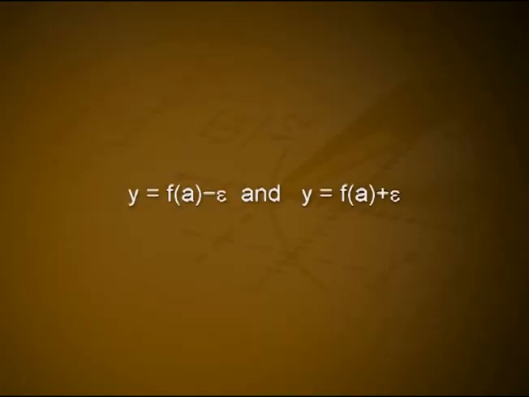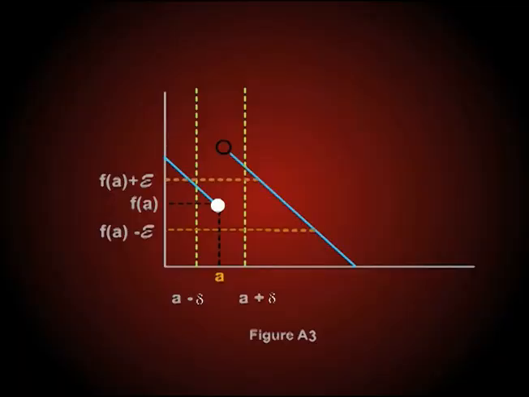In figure A3, consider neighboring points of f of a. These points can be obtained by drawing an epsilon band between the horizontal lines y equal to f of a minus epsilon and y equal to f of a plus epsilon, for a convenient small positive real number epsilon. Now consider a delta band between the vertical lines x equal to a minus delta and x equal to a plus delta for a positive number delta. There exist values of x in this delta band for which the output values f of x are not in the epsilon band. This is true for any small positive number delta. This should not happen in the case of a continuous function.